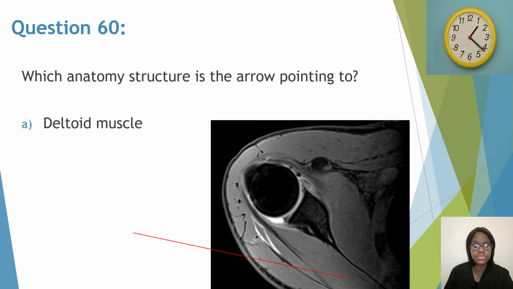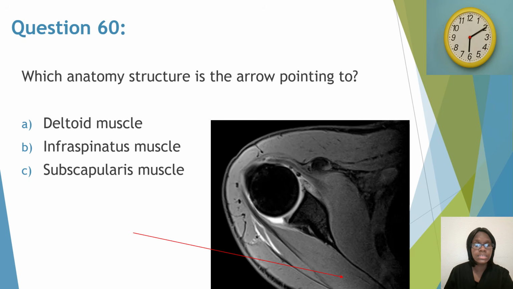Question 60. Which anatomy structure is the arrow pointing to? A. Deltoid muscle. B. Infraspinatus muscle. C. Subscapularis muscle. D. Teres minor muscle.